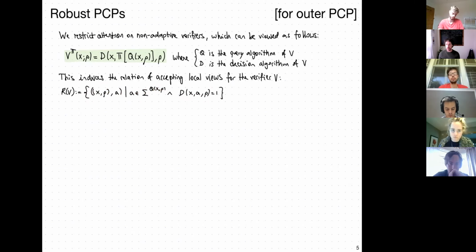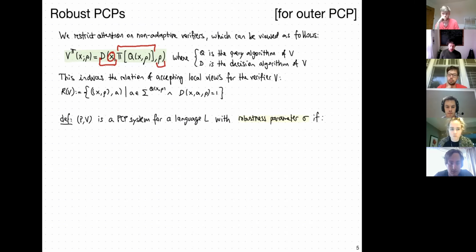Does this make sense? Any questions regarding what is a local view and what does it mean to be an accepting local view? So we assume that this decision is deterministic. Typically it would be deterministic, but just to say, when I'm writing D, notice that it gets as input X, the assignment to the local view, and also the random string. So maybe we make this decision using randomness, right? For the sake of generality, we don't want to restrict it, though in practice, I don't think we'll actually use it.